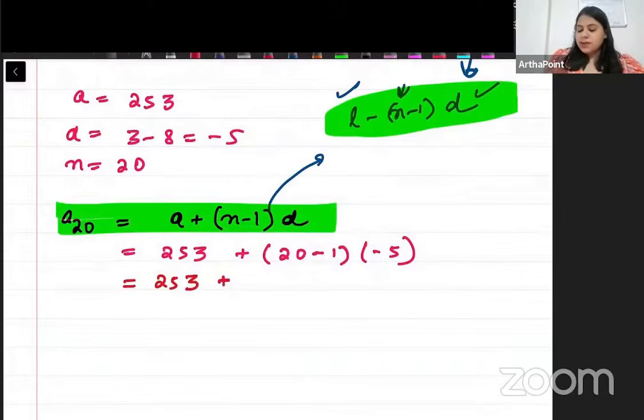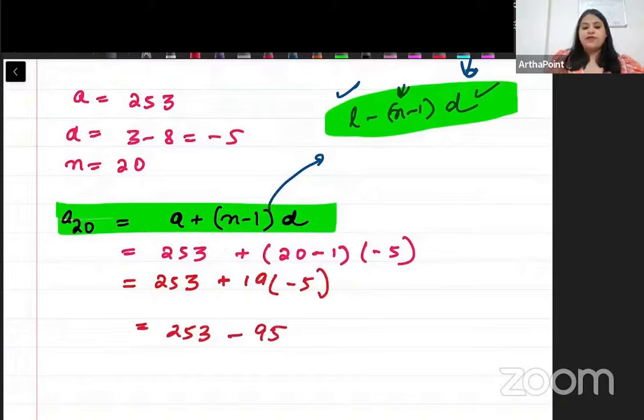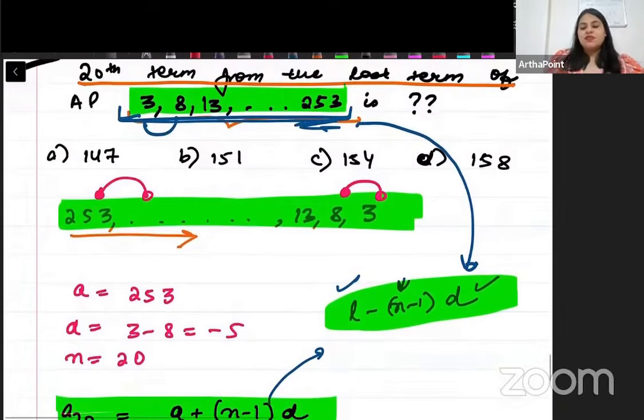253 plus 19 into minus 5. So 253 minus 95. So this will be 158. So the 20th term from the last will be 158. That's the answer to this question. Right? Okay.